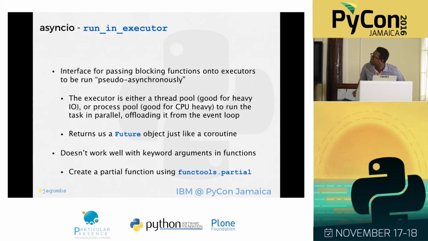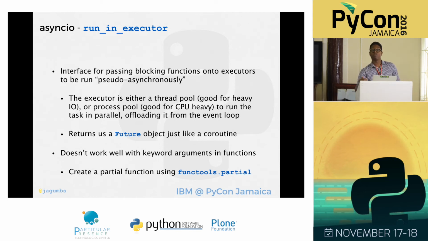So run an executor. It's an interface for passing blocking functions onto executors to be run pseudo-asynchronously. I say pseudo-asynchronously because the executor is either a thread pool or a processor pool. Thread pools, if you know anything about the GIL, are not very great for multi-threaded applications. But one thing that the GIL doesn't stop you from is, yeah, question? What does GIL stand for? Global Interpreter Lock. Sorry. So one of the things that the GIL doesn't really stop you from doing is threading when it comes to blocking I/O.